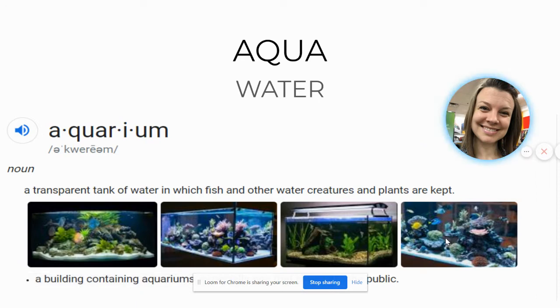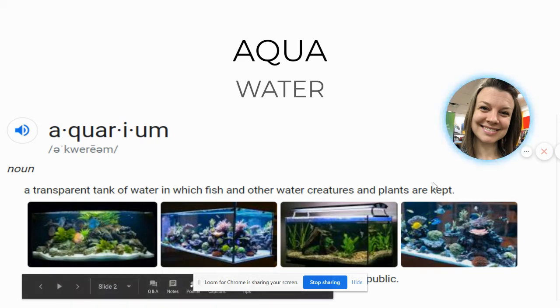The first word part is aqua. This word means water. If I use my Spanish to help me understand my English, agua means water. So this word part will hopefully be simple to remember for many of us. And here we have the example of an aquarium. An aquarium is a transparent tank of water in which fish or other water creatures and plants are kept. An aquarium is a home for fish and plants with water. Okay, that makes sense. Let's keep going.